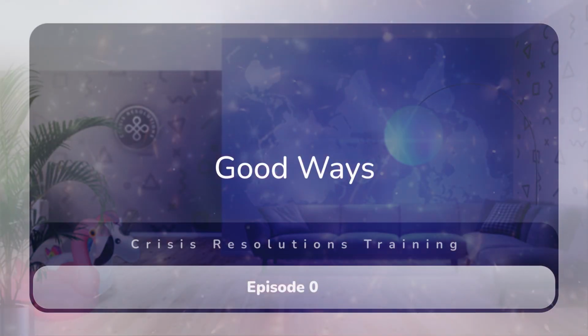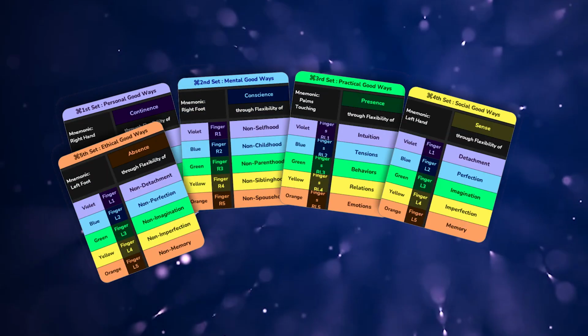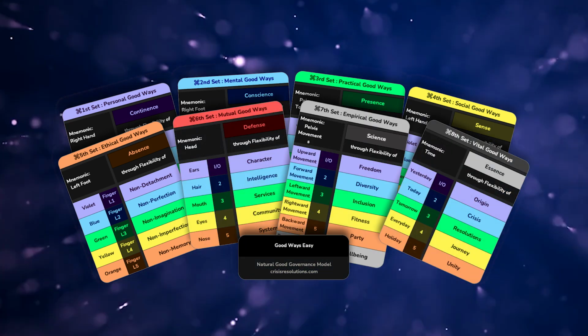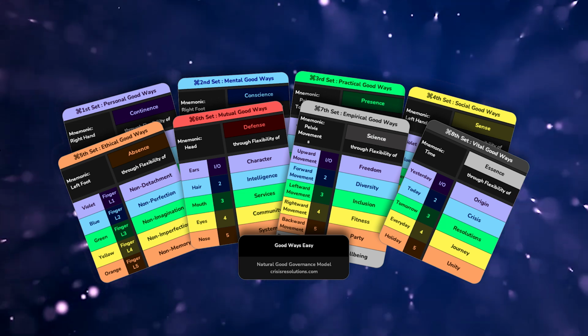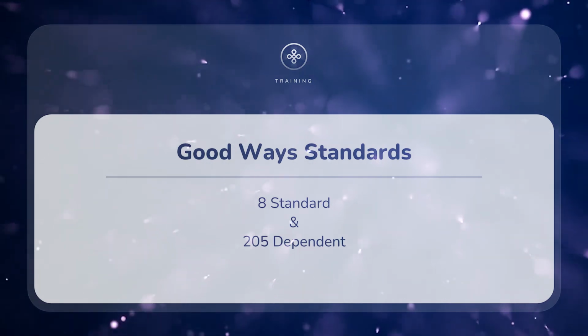Good Ways. Crisis Resolutions Training, Episode 0. The beginning of our training series focuses on the genesis and growth of good ways. The Good Ways standards provide a model to measure, comprehend, and manage human capacity and capabilities with 8 standard good ways and 205 dependent good ways.